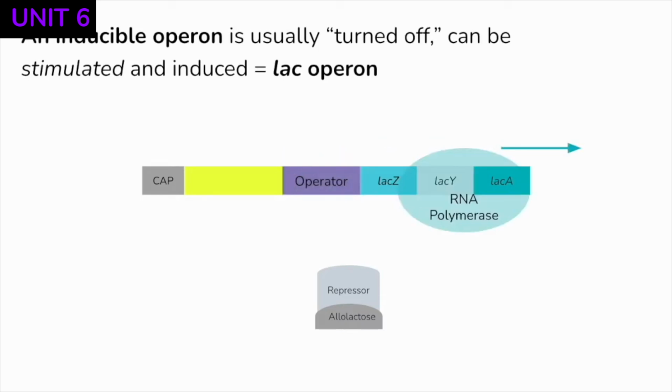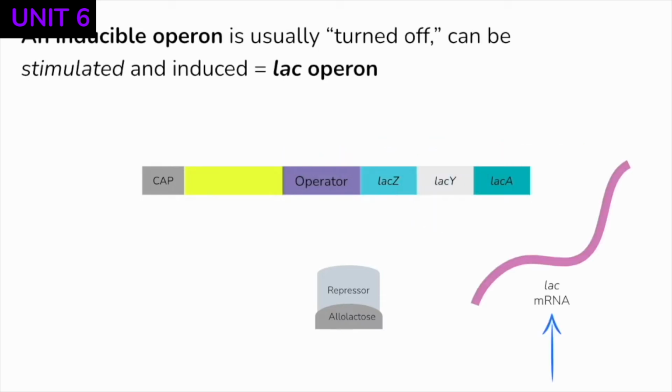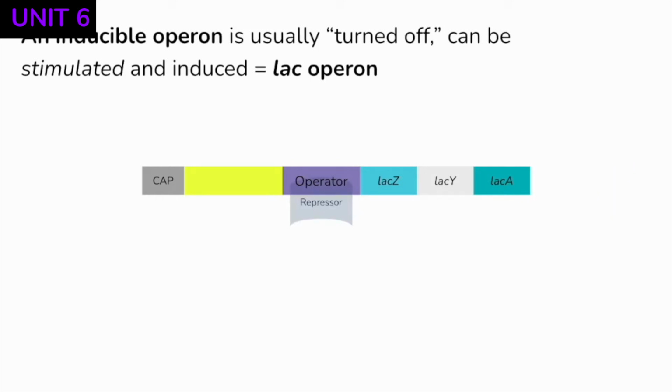Once transcription occurs, we have the lac mRNA, which can then later be translated into a protein that can digest the lactose. Once that lactose is all gone, it no longer binds to the repressor, which means the repressor is back on the operator and we cannot have transcription any longer.